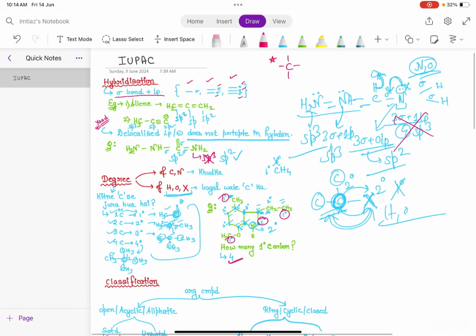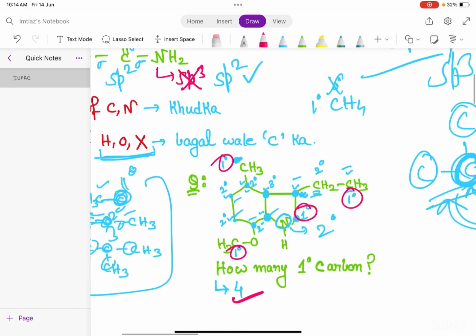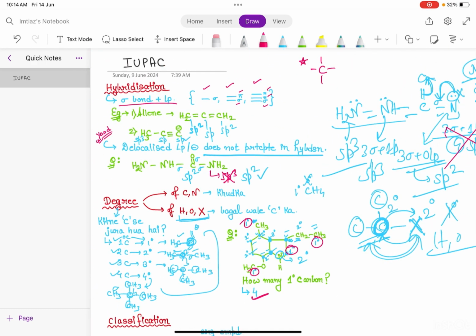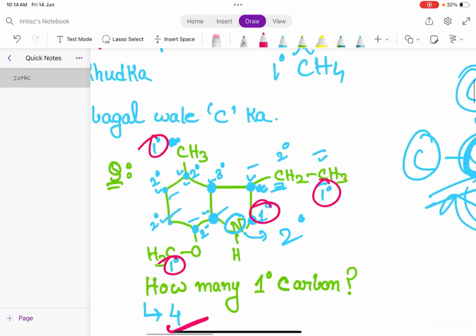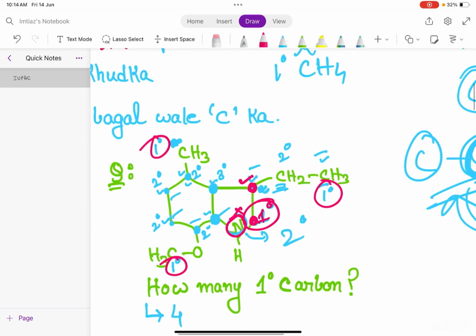I hope that's clear. Carbon and nitrogen have their own degree, while halogen, oxygen and hydrogen take the degree of the adjacent carbon. Okay, I hope that's clear. This one is clear? This carbon is attached to 1 carbon over this side, and it is a nitrogen over here, so nothing to do with nitrogen. It is 1 carbon over here, so it is a 1 degree. I missed it the first time. So here we have 4 1 degree carbons.